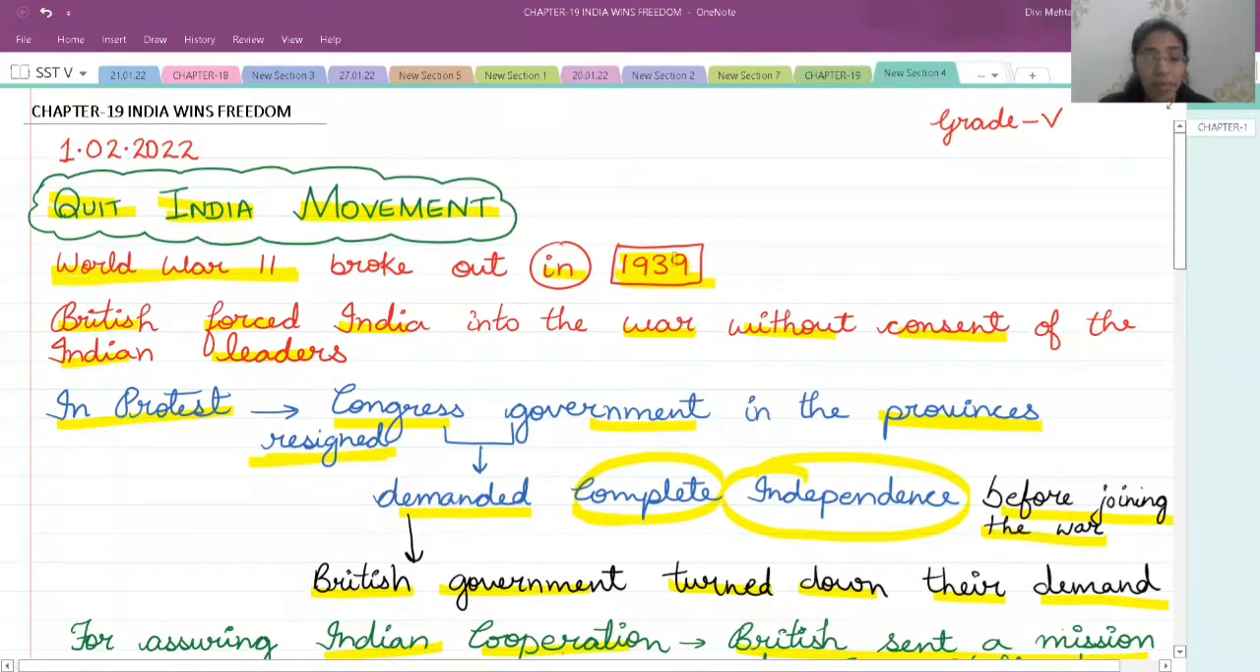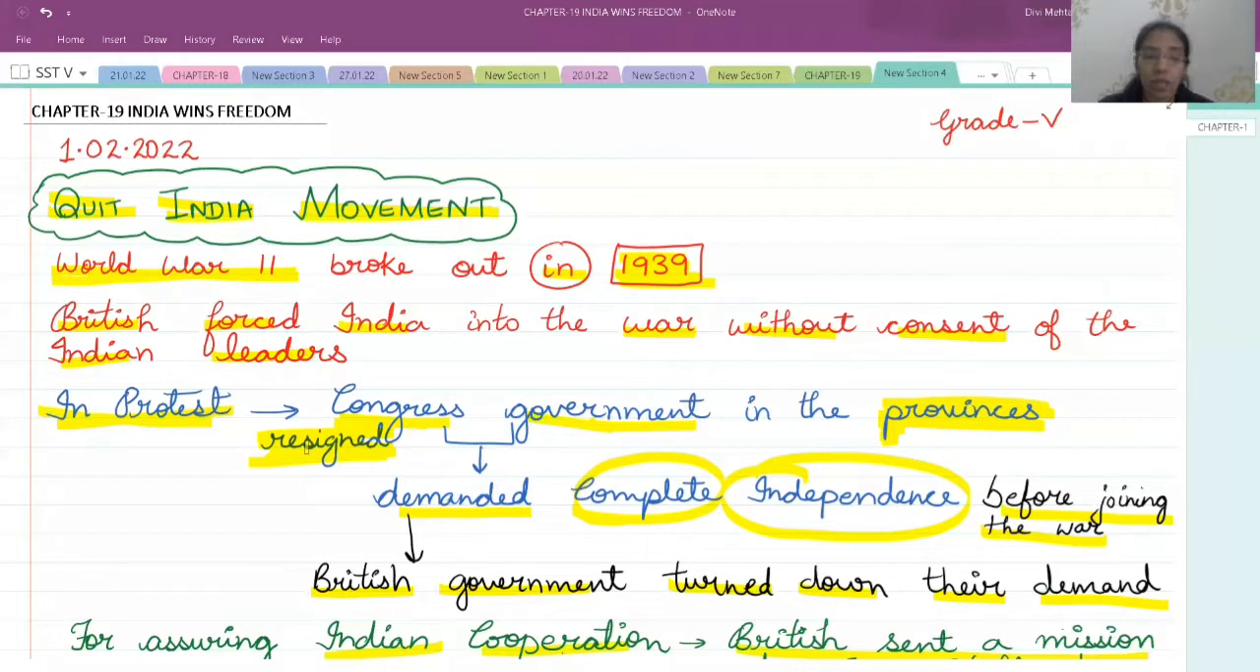So Britishers at that time were forcing Indians to join the war without the consent of Indian leaders. A protest was going on. Congress government, as we have read previously, was formed in many states. In whichever provinces, meaning states, the Congress government was formed, they all resigned from their posts.